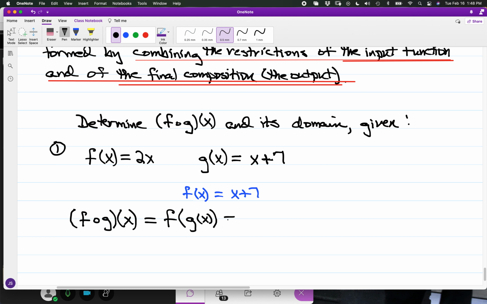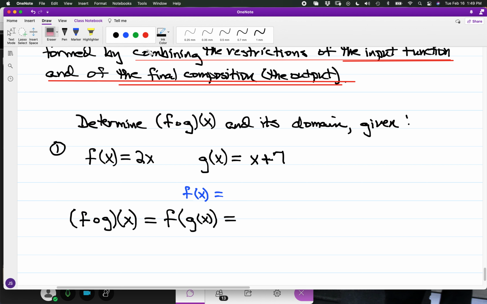And guess what? So we have for f of g of x, so we're going to have g of x plus 7. And just specifying what we have here. Okay, so let me back up.